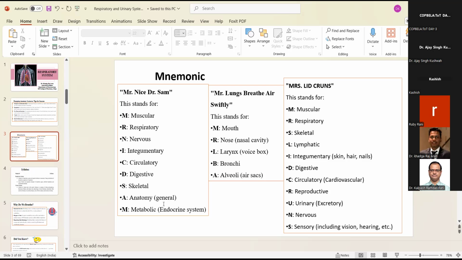The next mnemonic is Mr. Lungs breathe air swiftly. That is the mnemonic for the respiratory system and its parts like mouth, nose, larynx, bronchi, and alveoli. Next, there is one mnemonic, Mr.'s lit crunch, that includes the systems of our body.